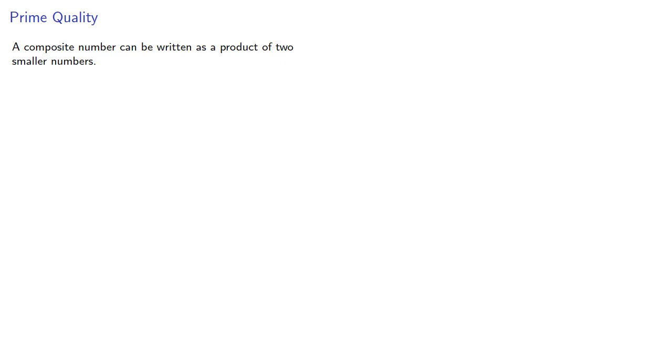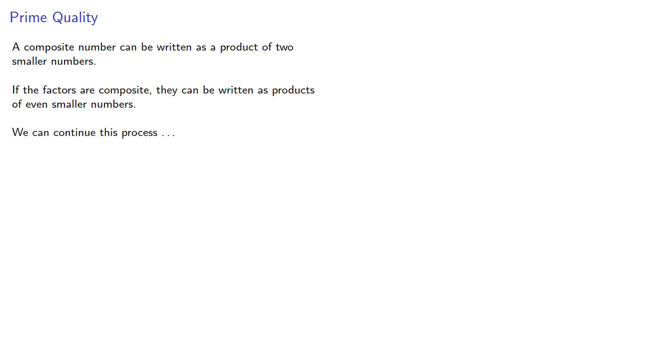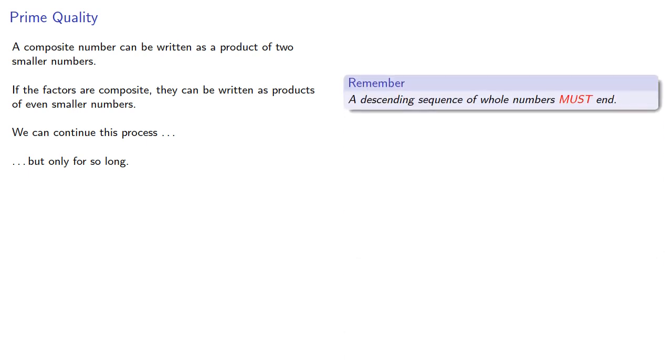A composite number can be written as a product of two smaller numbers. If the factors are composite, they can be written as products of even smaller numbers. We can continue this process, but only for so long. Remember, a descending sequence of whole numbers must end.